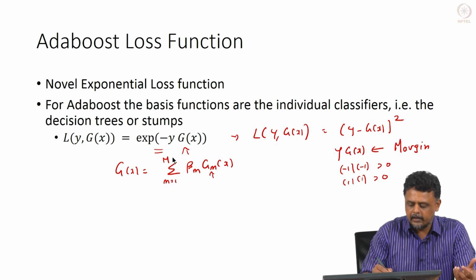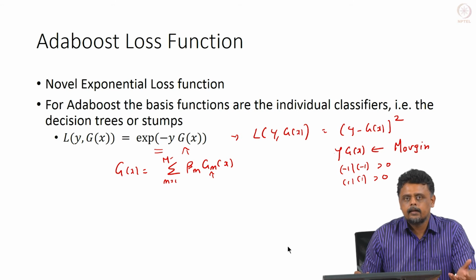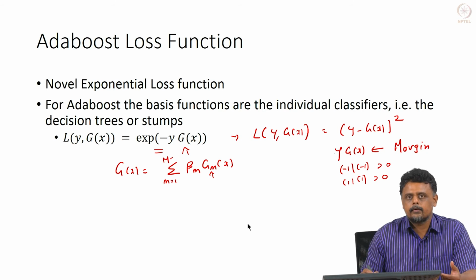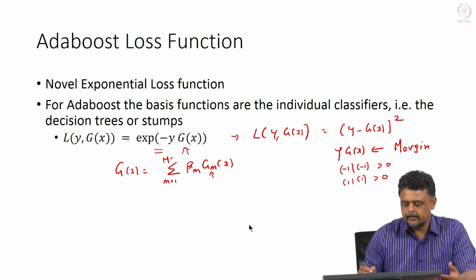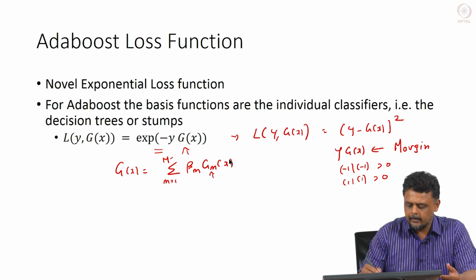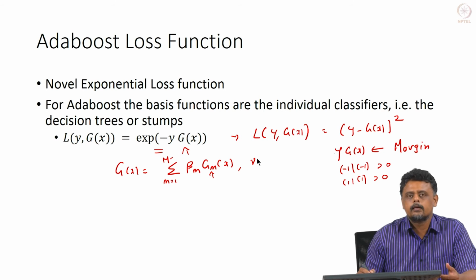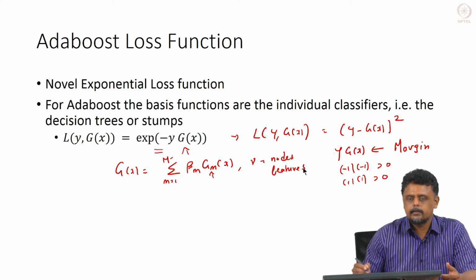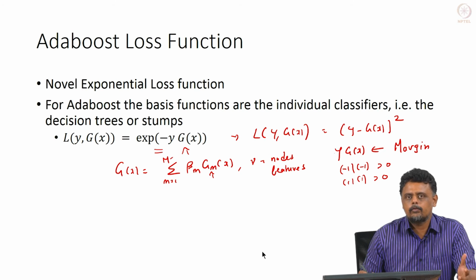Let us say capital M is, let us say, 100 weak learners, then there are 100 sets of parameters, one for each of the g m's here, or in this case decision trees. You might wonder what the parameters for a decision tree are. The parameters are denoted by gamma, and they are basically the nodes and the features that you split on. Okay. So, that you have to estimate for every tree that you fit.